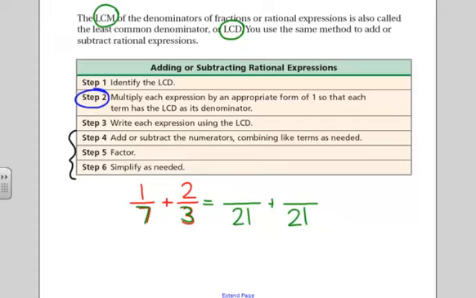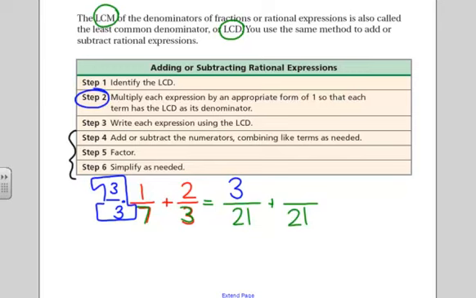So how can I turn 7 into 21? Well, I'd multiply it by 3. And if I just multiply the bottom by 3, I'm changing the whole thing. So I also have to multiply the top by 3. This is really a big, giant number 1, or an appropriate form of 1. So 1/7 is the same thing as 3/21.